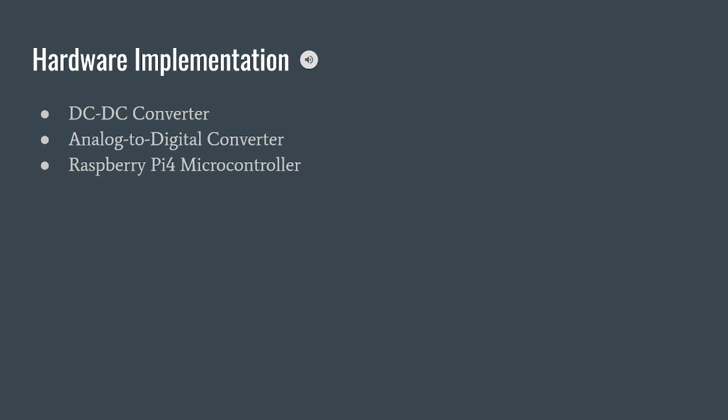The hardware components for the project are a DC-DC converter to regulate the voltage, an analog to digital converter to convert the microphone signal to digital, and a Raspberry Pi to control the system and run the lights.